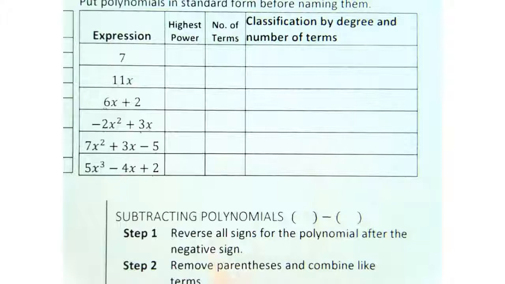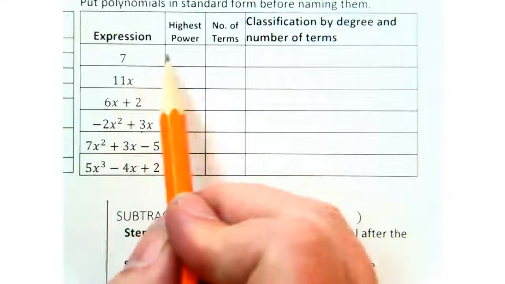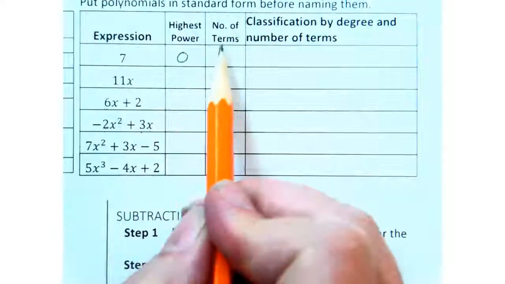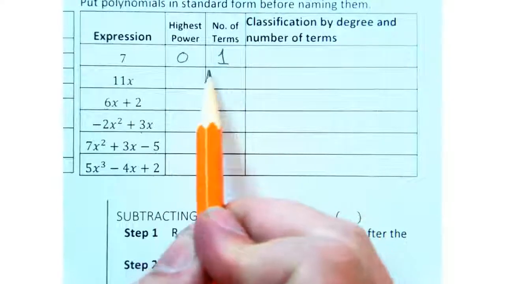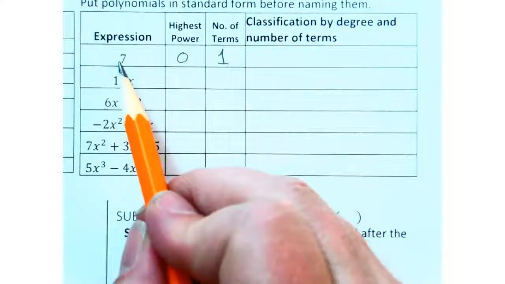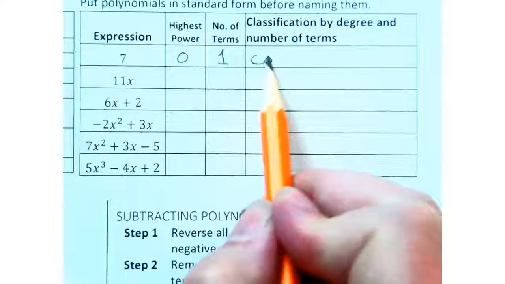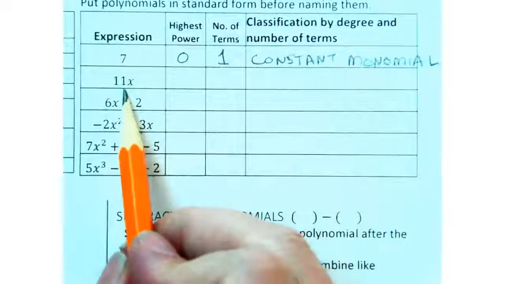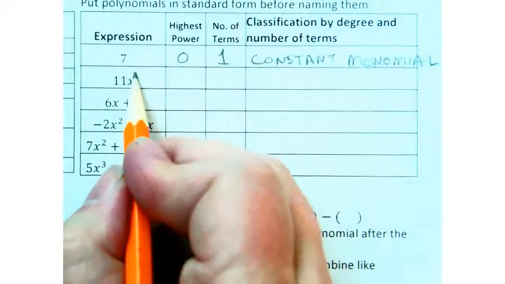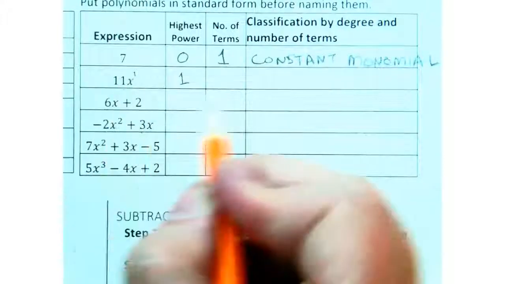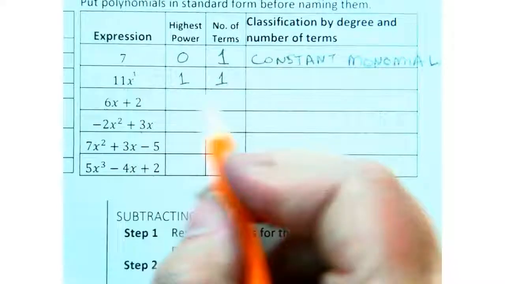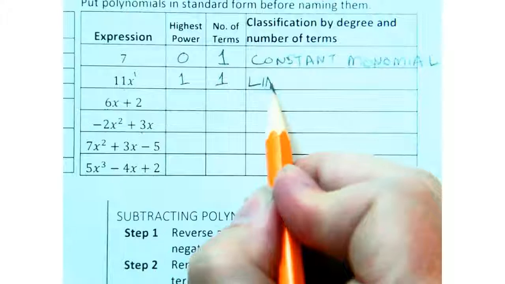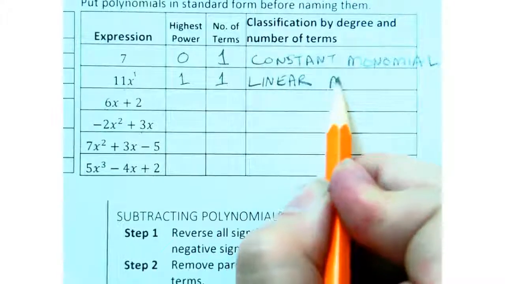Now let's try to name some polynomials. This one has no variable, so a power of 0, 1 term. That's called a constant monomial. This one's highest power is 1, and there's only 1 term, so it is called a linear monomial.